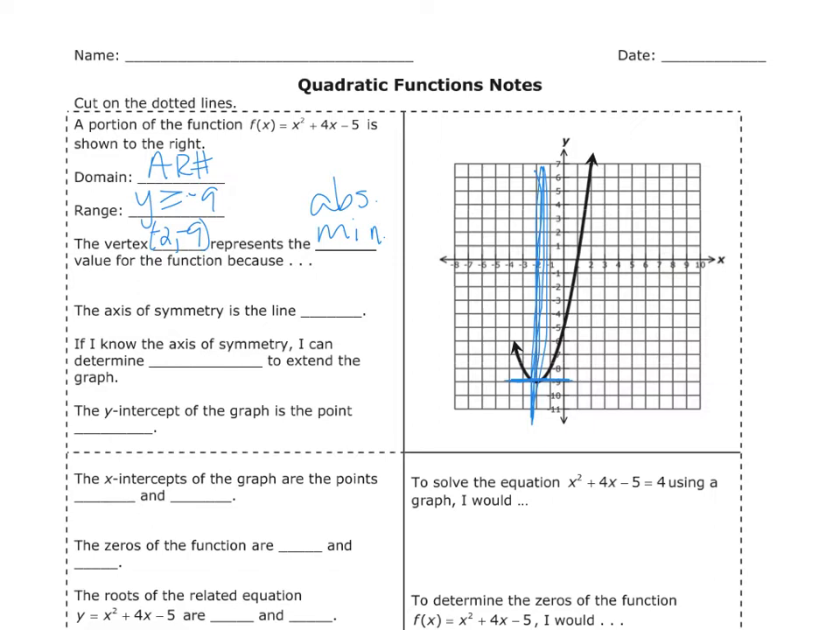Okay, now the axis of symmetry, well, we can get that from this first number. So the axis of symmetry is going to be x equals -2. Remember what happens if you don't write x equals. If all you write is -2, this will be counted incorrect. Now, if you know the axis of symmetry, that means that you can determine more points.